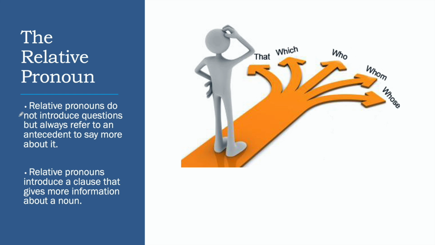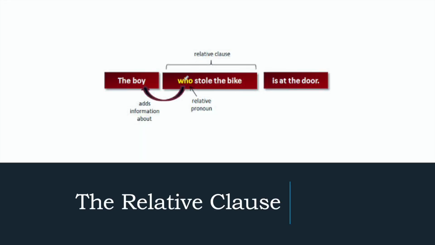So relative pronouns do not introduce questions. So we use, for instance, who, or whom, or whose, or which. These words can be used in questions, but in Greek there's a different type of pronoun that introduces questions. These refer to an antecedent and add more information about it. That's the whole point of a relative pronoun. Relative pronouns introduce a clause that gives more information about a noun. And in English, we use these terms, who, whom, or whose, or which, or that, to introduce these relative clauses. Another definition is, again, we have the relative pronoun who, but the whole clause that is linked to that relative pronoun is called the relative clause.